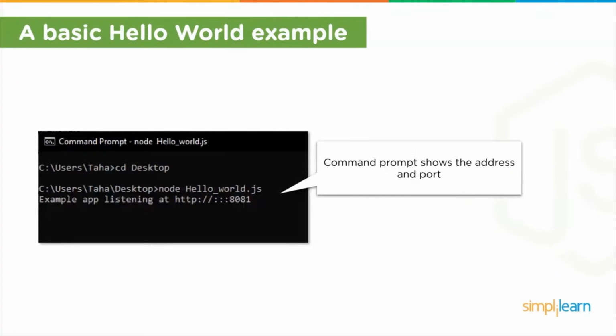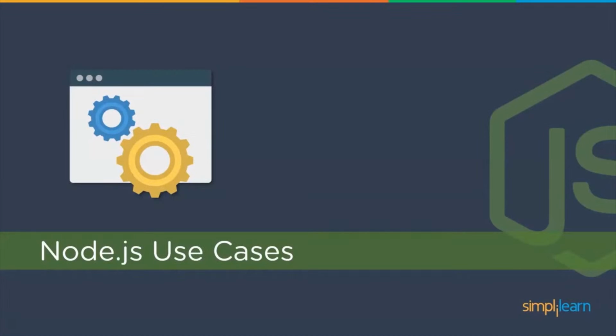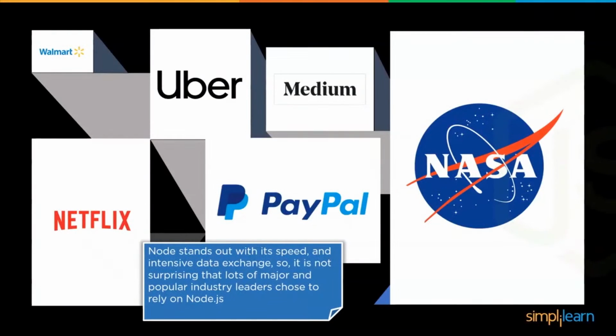So this is what the command prompt would look like. And finally, the output is displayed on the web browser. Having learned about the Express framework, now let's move on and look at the Node.js use cases. Now it is no doubt that Node stands out for its speed and intensive data exchange. So top industry leaders like NASA, PayPal, Netflix among others incorporate Node.js.